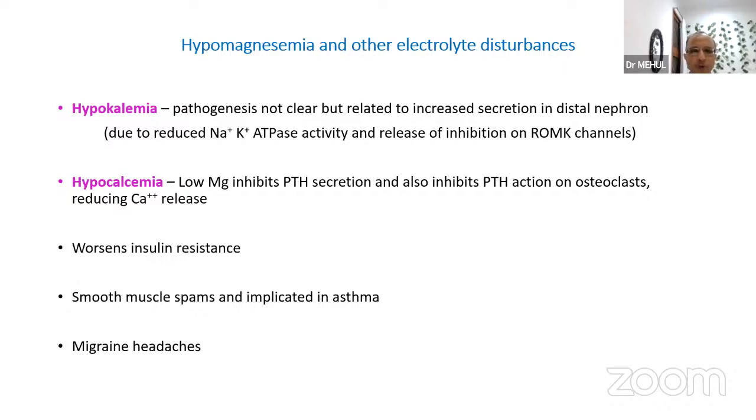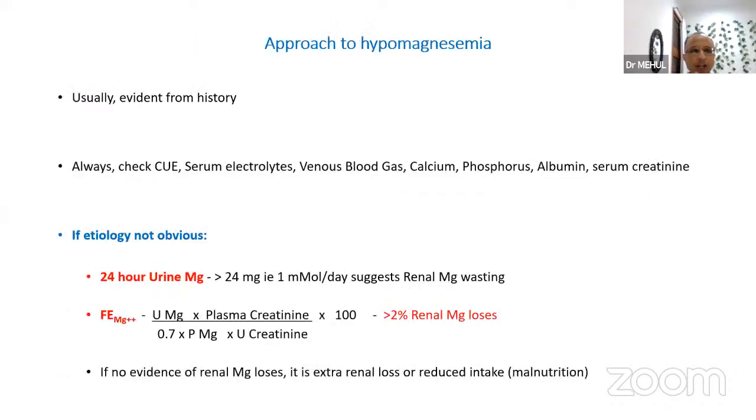Hypocalcemia is because of both inhibition of PTH secretion when the magnesium level is low, and also whatever PTH is circulating in the body is not able to act on the osteoclast because of PTH resistance in the presence of hypomagnesemia. So how do we approach a child with hypomagnesemia?